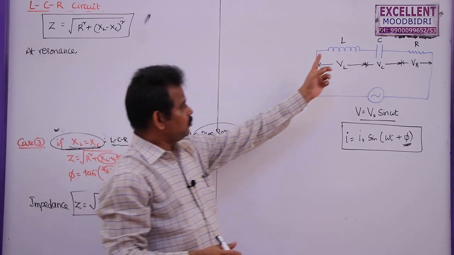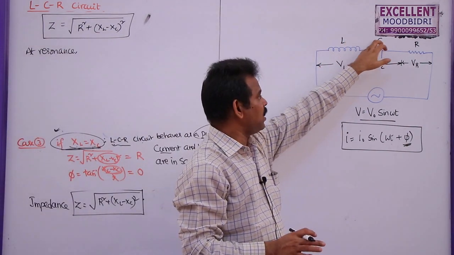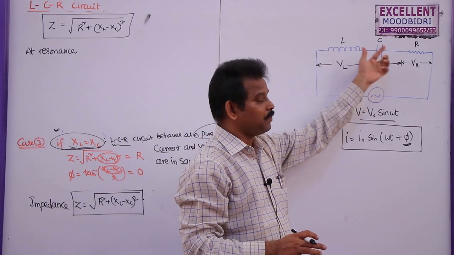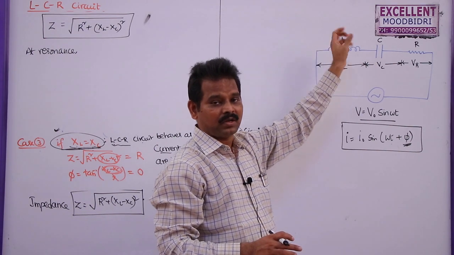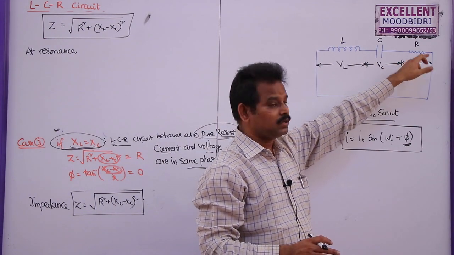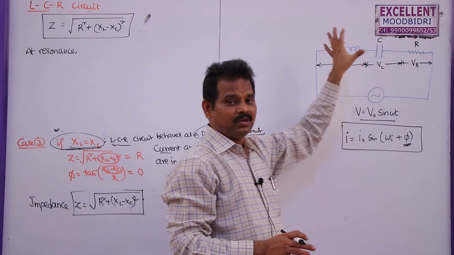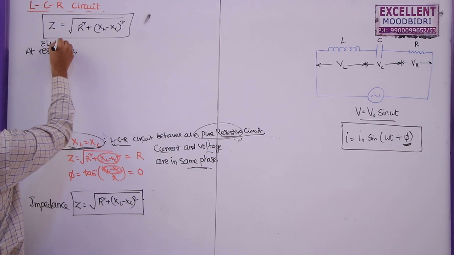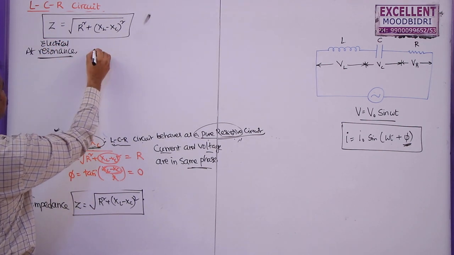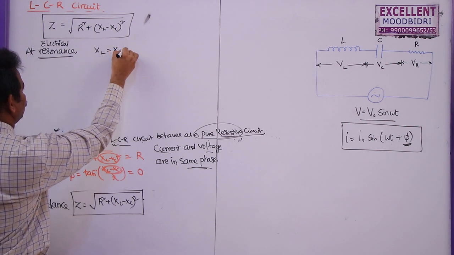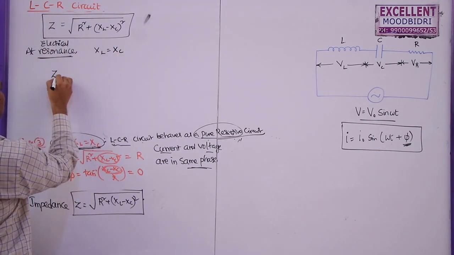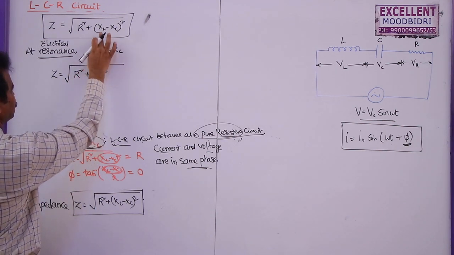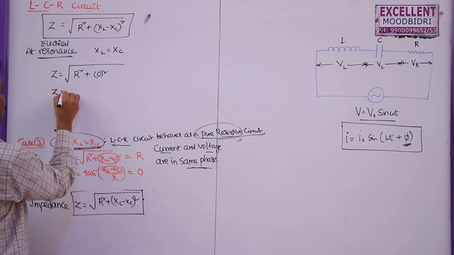Here also, L and C are not equal, only the reactance of this inductor and the reactance of this capacitor are equal. If these two reactances are equal, then the current through the resistance will increase. That's why it is called electrical resonance. So electrical resonance, we can write XL is equal to XC. Now we can write Z is equal to root over R square plus 0 square, as the difference between these two is 0. So Z will become R.